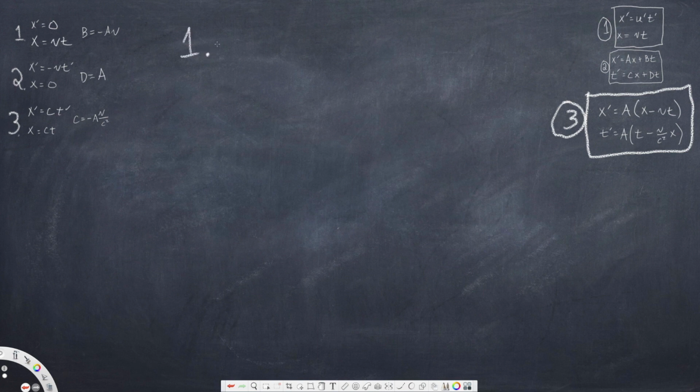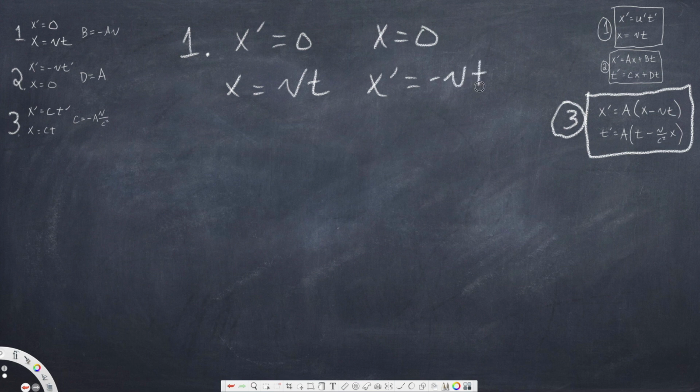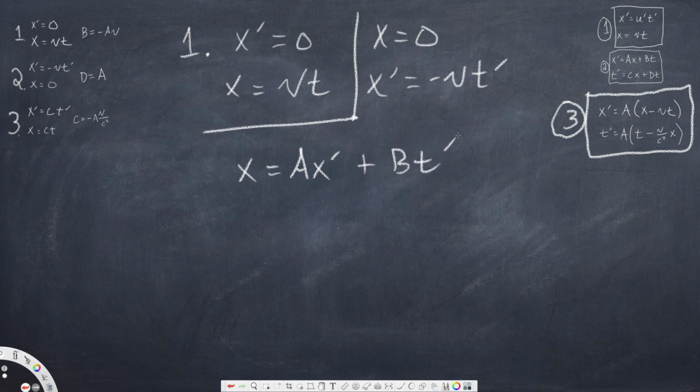In case 1, we said that the x prime equals 0 and the x equals v t. But this was just taking from one point of view. We could swap the letters around and change whose perspective we're sitting in, in which case we could end up writing that x equals 0 and x prime is the one experiencing negative v times t prime. If we were to do it from this point of view, our equation would actually be x equals a x prime plus b t prime.